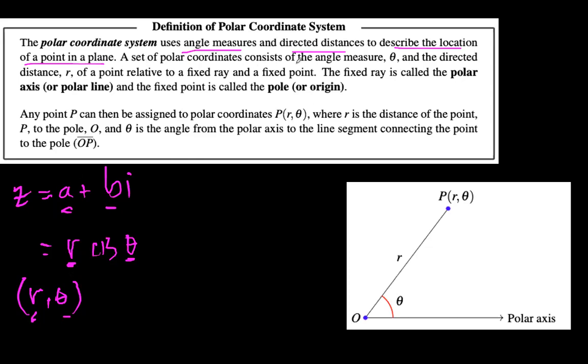And a set of polar coordinates consists of angle measure and the directed distance r. So theta and r are included in the polar coordinate system of a point relative to a fixed ray and a fixed point. And the fixed ray is called the polar axis. Ito yung polar axis natin, class. Okay, actually, this is the polar coordinate system.